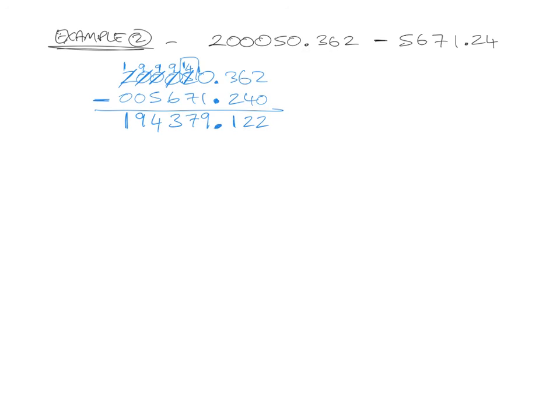So let's just double check that that was correct. What is that? 200,050.362 minus 5671.24 is 194,379.122. Correct. And that ends that video.